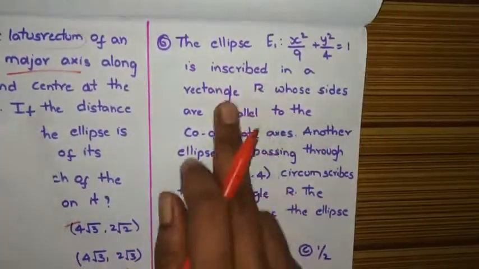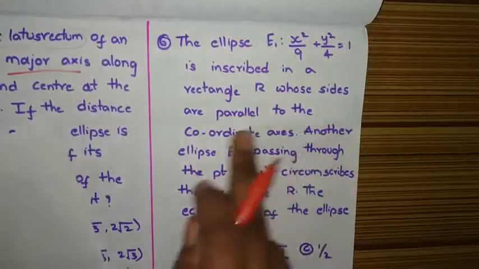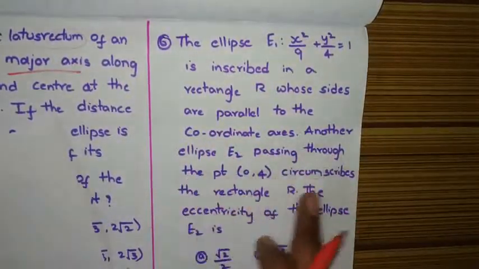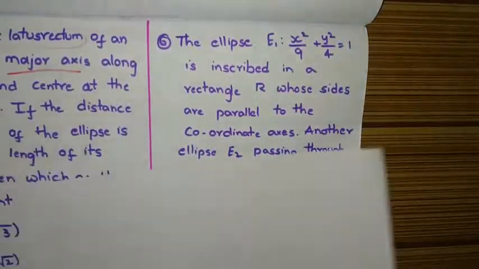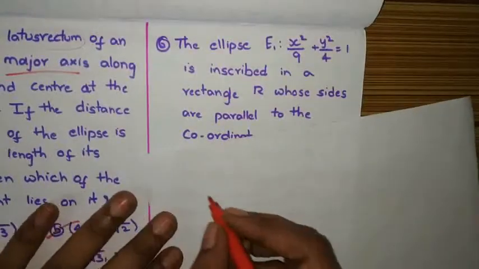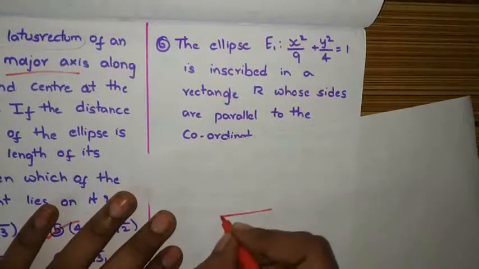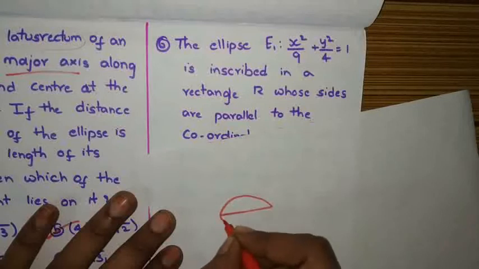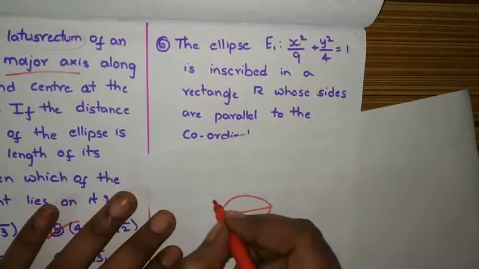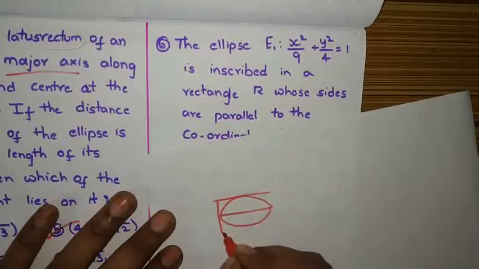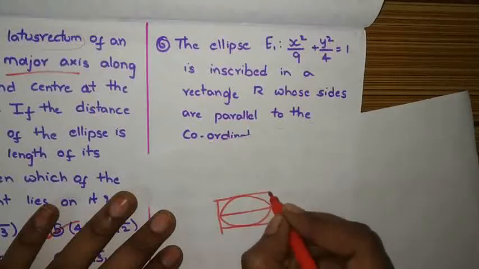The ellipse is inscribed in a rectangle whose sides are parallel. Another ellipse. Okay. I will tell the summary of this question. See, there is an ellipse. Okay. It was inscribed in a rectangle. Like this, it was inscribed in a rectangle.